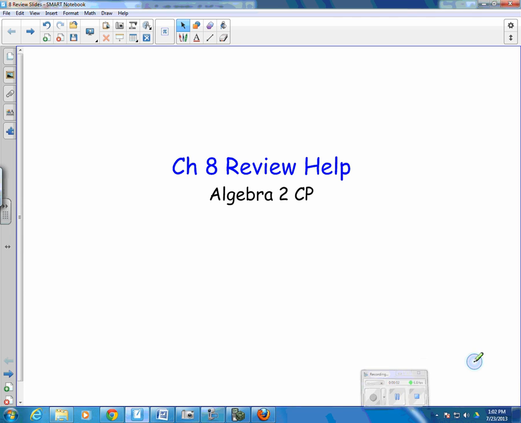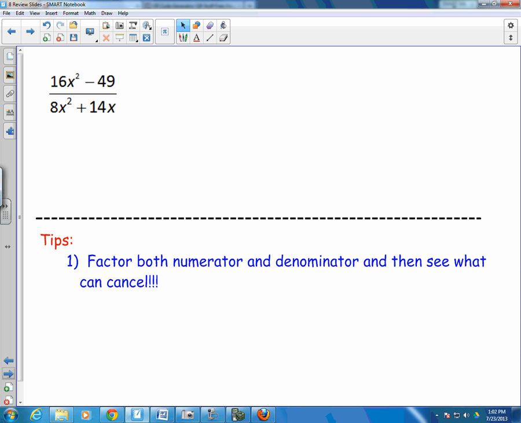All right. Here's some review help for the Chapter 8 review packet. We're going to start with this question here. This is one of the first questions on your Chapter 8 review packet, and it says simplify.